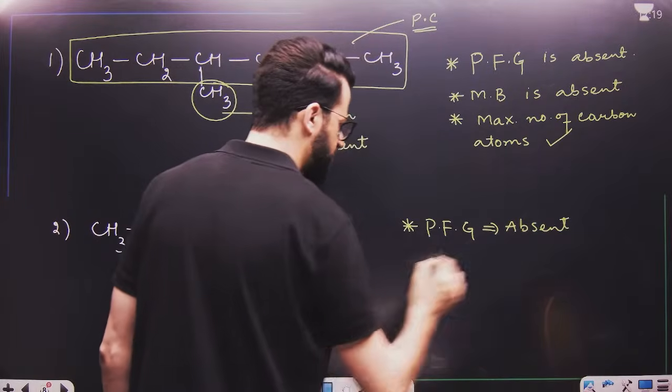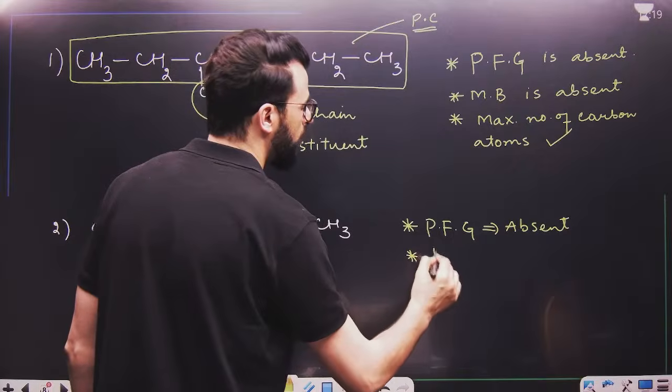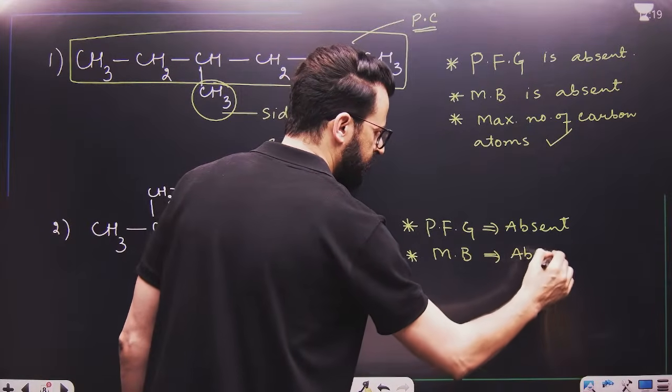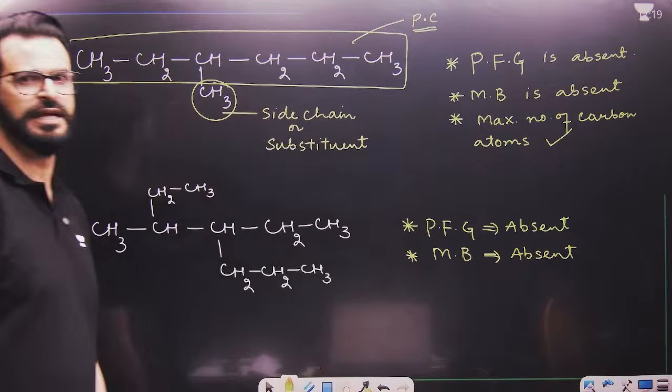Principal functional group is absent. After that, what we have to check? Multiple bond. Can I say multiple bond is once again absent? Multiple bond once again is absent.